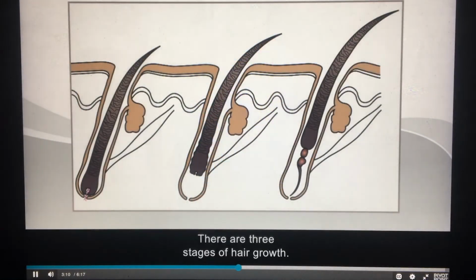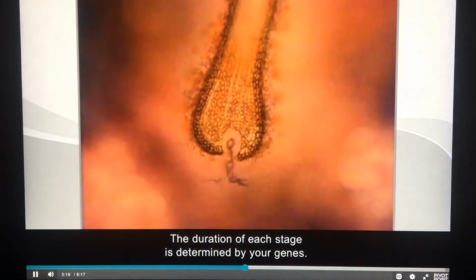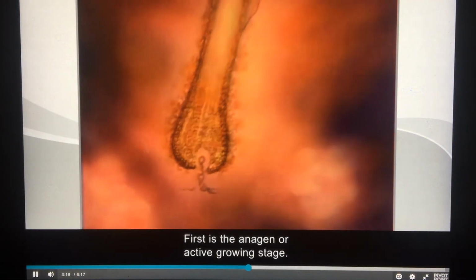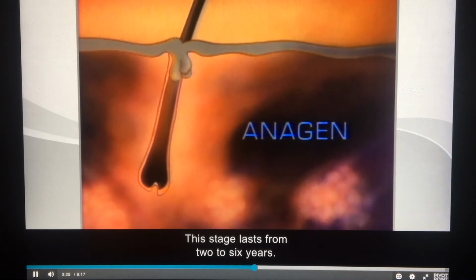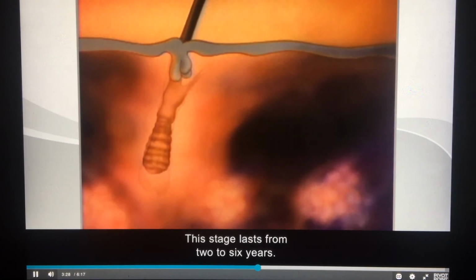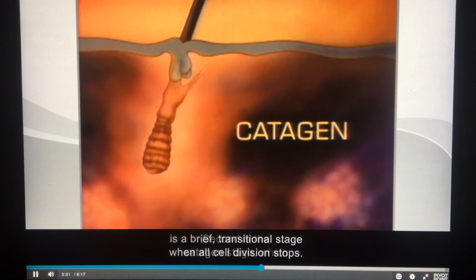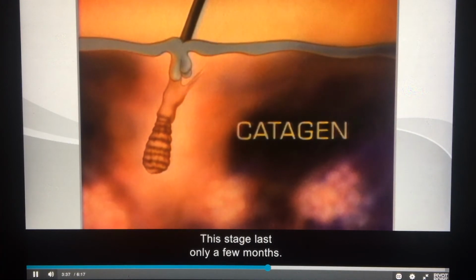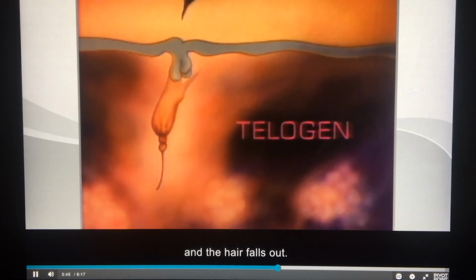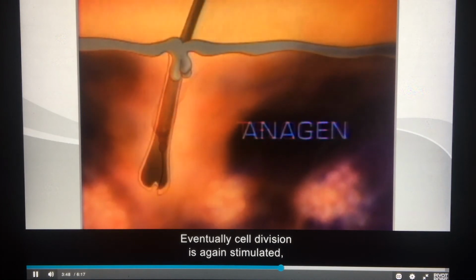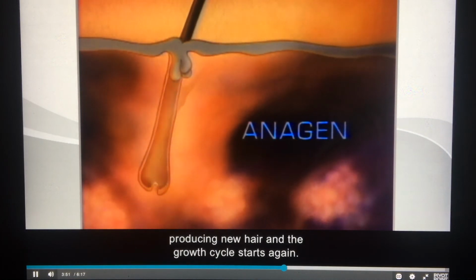There are 3 stages of hair growth. The duration of each stage is determined by your genes. First is the anagen, or active growing stage. In this stage, each hair bulb has an attached root sheath. This stage lasts from 2 to 6 years. Second is the catagen stage, which is a brief transitional stage when all cell division stops. This stage lasts only a few months. The third stage is the telogen, or resting stage, when each hair bulb has no attached root sheath and the hair falls out. Eventually, cell division is again stimulated, producing new hair, and the growth cycle starts again.